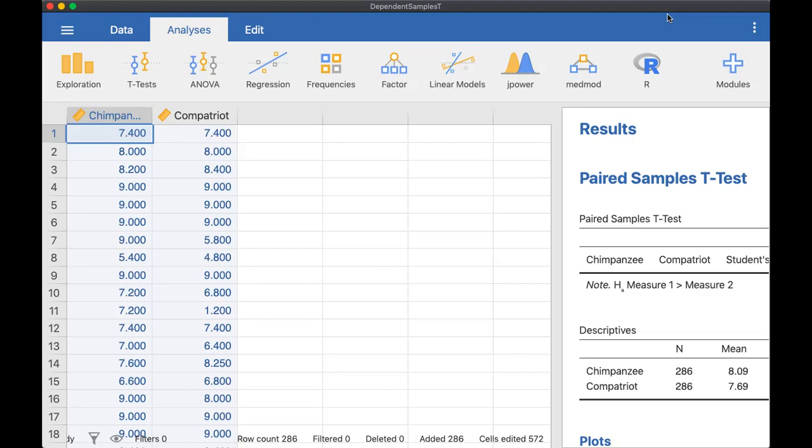Now, a dependent samples t-test doesn't have to be used in this pre-post fashion, however. Remember that a dependent samples t-test compares pairs of scores taken from the same individuals. And those pairs of scores don't have to represent the same exact measure before and after a manipulation.